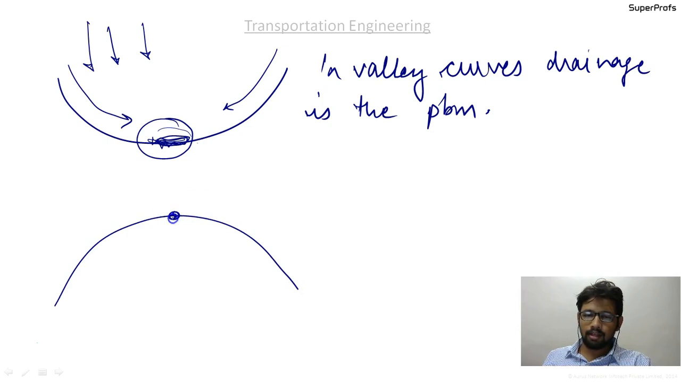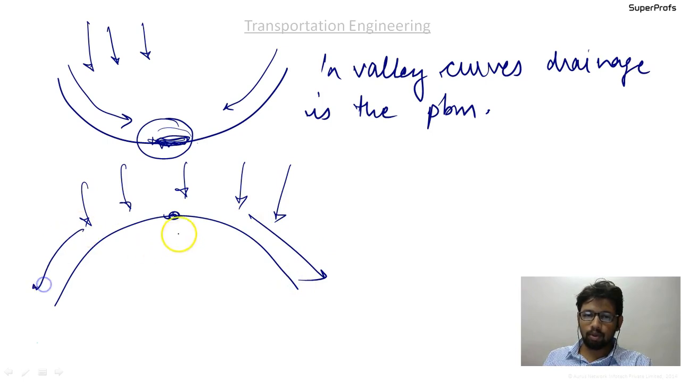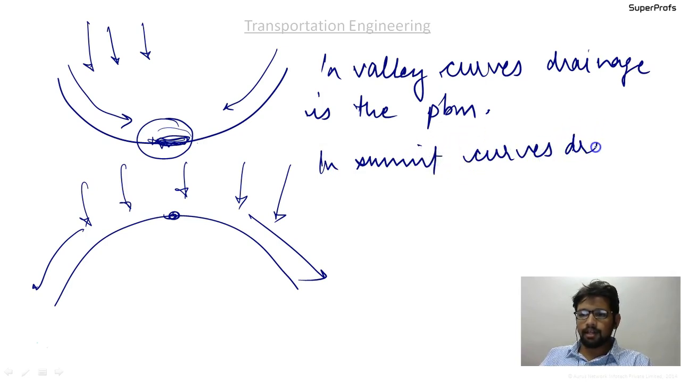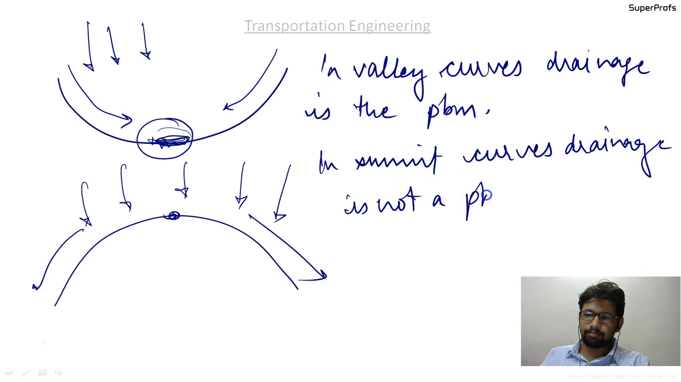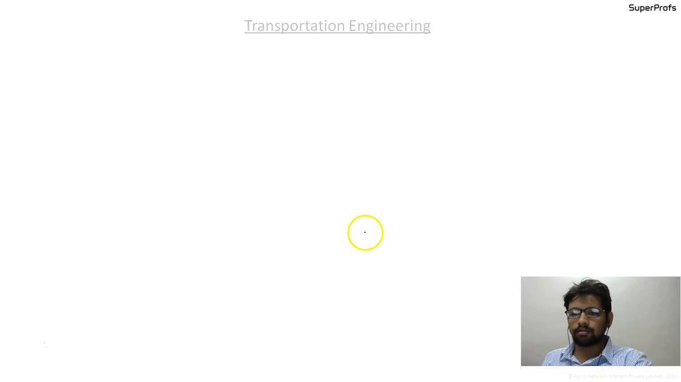Whereas summit curves are like this. If it rains over here, water is going to flow like this, and there will be no water over here. So in summit curves drainage is not a problem.